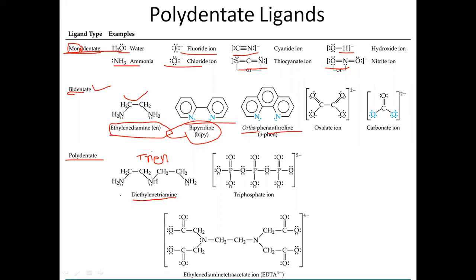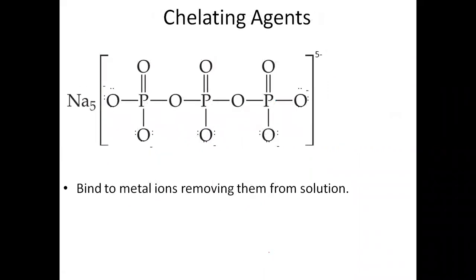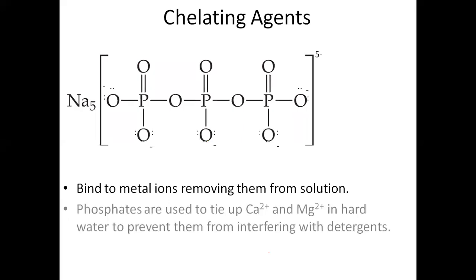So the example is here, this is diethylene triamine, then triphosphate. Okay, the triphosphate you can see here. This is another example for the polydentate ligand. And EDTA is the best, you know that very well, about the polydentate ligand. And okay, this is the phosphate.